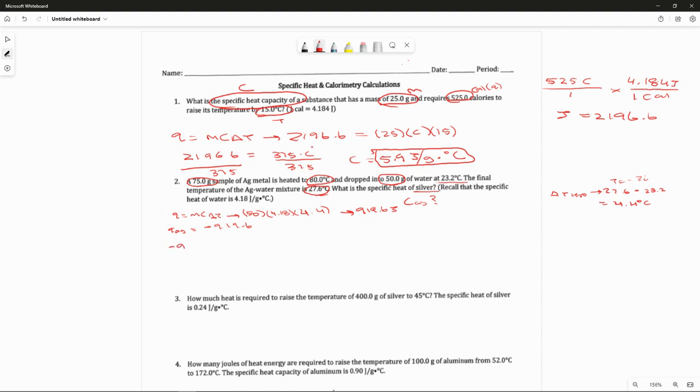We're going to put negative 919.6 equals M for silver metal, which is 75, and then C, which we don't know. We're looking for C, and then we're going to put the temperature. So the change in temperature, delta T, for Ag is going to be the same Tf, temperature final, minus Ti, temperature initial. And so we got to be real careful with this one as well, because temperature final of the silver is going to be 27.6.